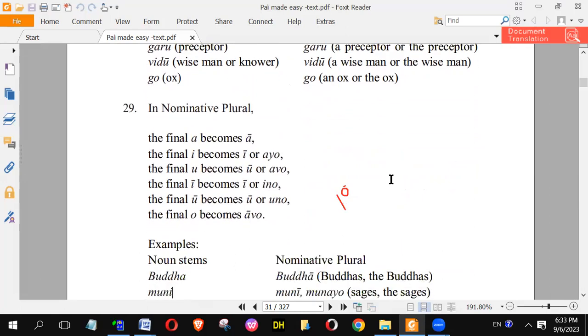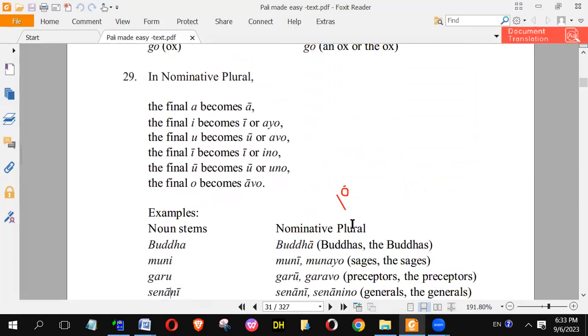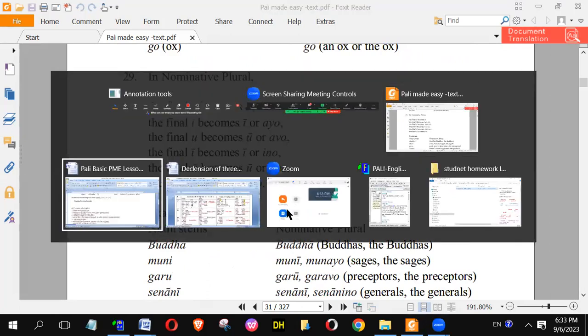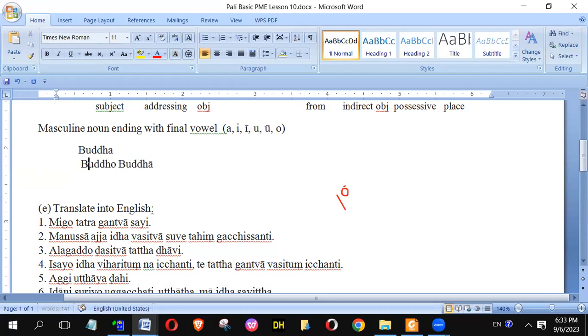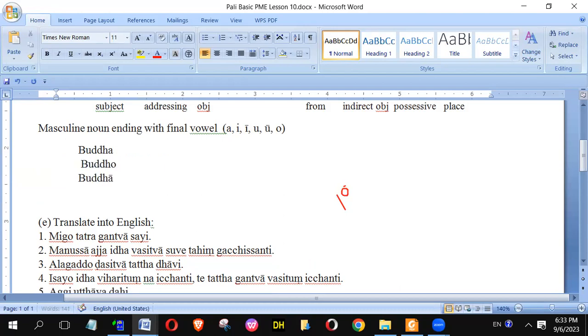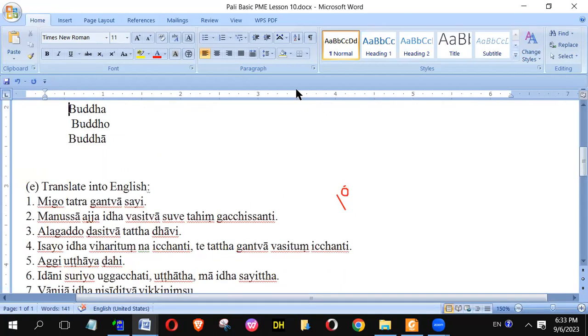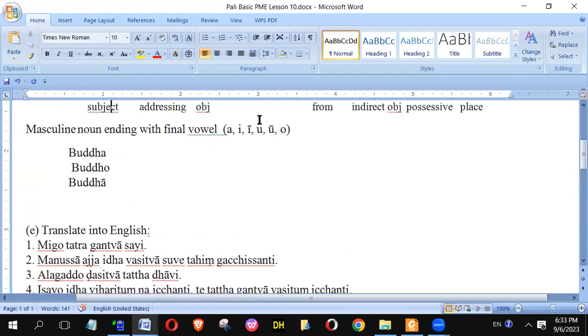Then we have another one. Buddha is a plural here. You need to differentiate between these three forms: Buddha, Buddho, Buddha. When you see Buddha, we call it the noun stem. Buddho is nominative singular. Buddha is nominative plural.